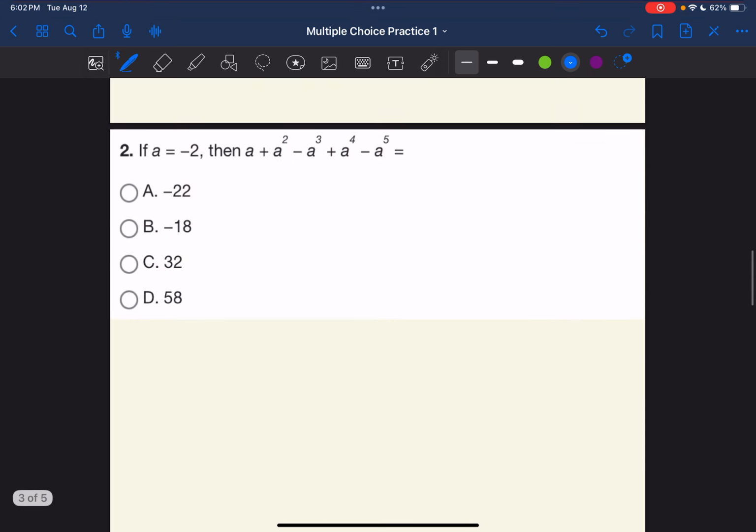Moving on, question 2 reads, if A equals -2, then A plus A squared minus A cubed plus A to the 4th minus A to the 5th equals blank. We have some numbers. My first train of thought is to just simply plug in -2 for all places where A is shown in the equation. It'll take me a little bit of time to write it out.